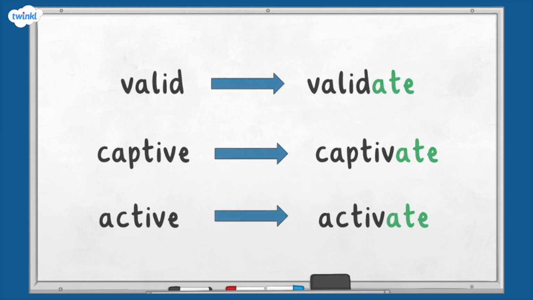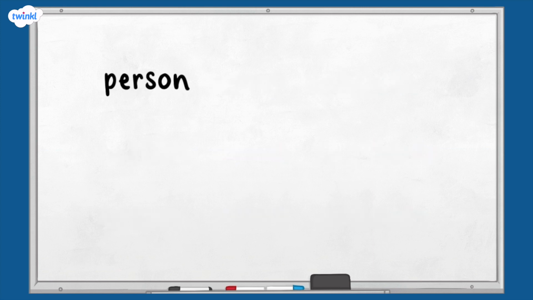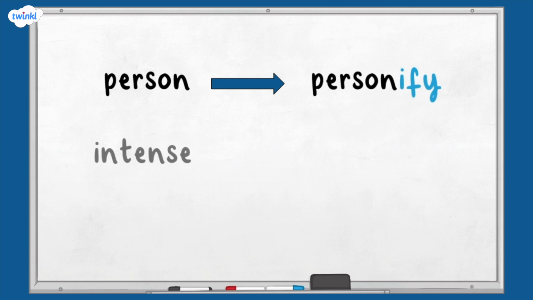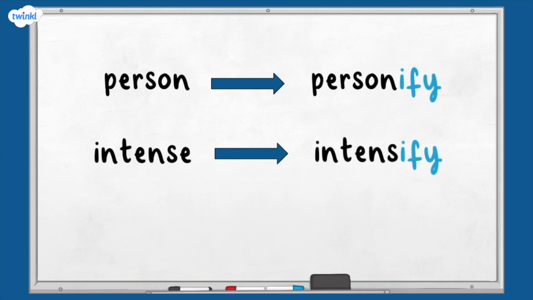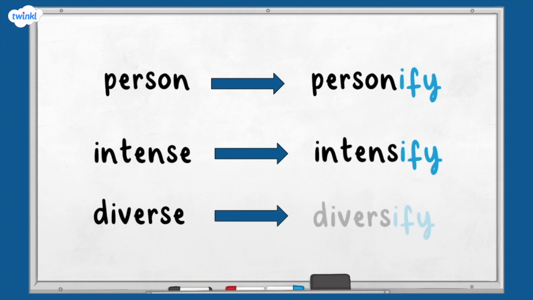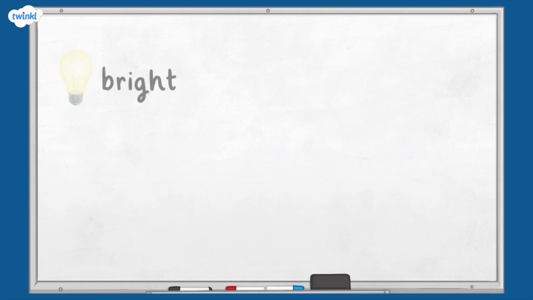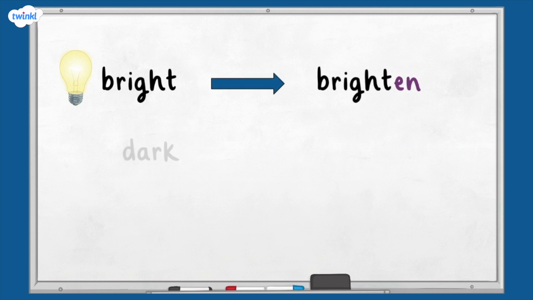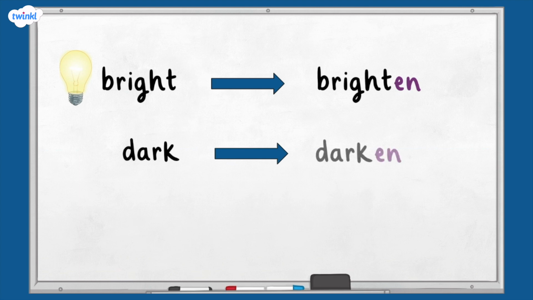The suffix ify can be added to the noun person to become the verb personify. Intense becomes intensify. Diverse becomes diversify. Finally, the suffix en can be used to change these adjectives to verbs. Bright becomes brighten. Dark becomes darken. Deep becomes deepen.